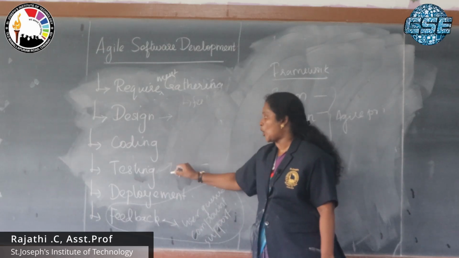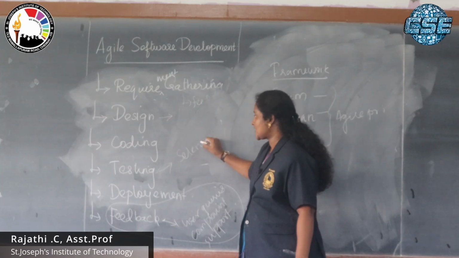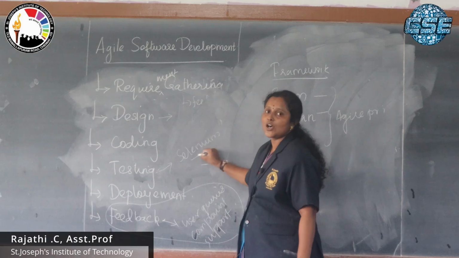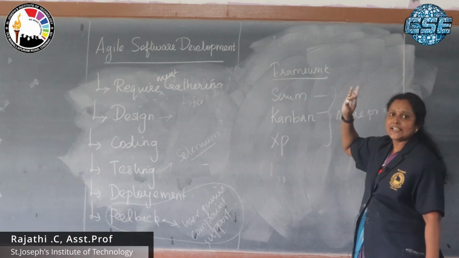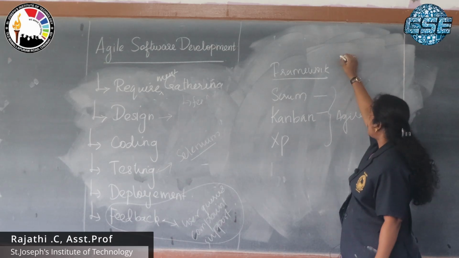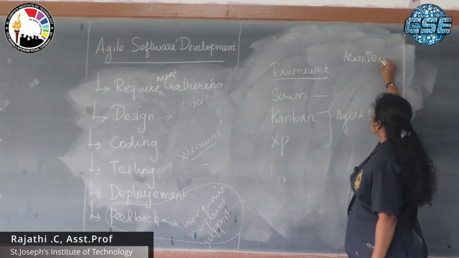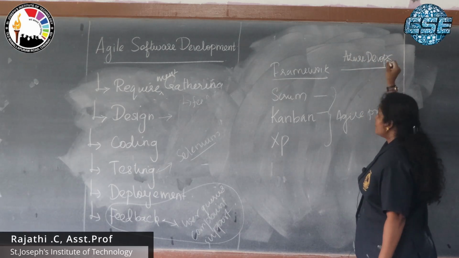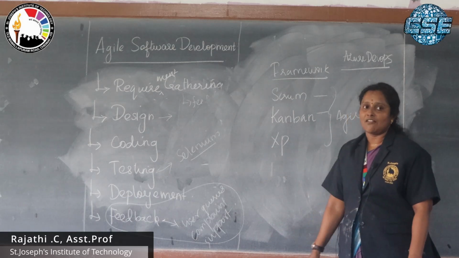The widely used testing tool is Selenium. The Selenium tool is widely used for software testing. And apart from this, the theoretical concept of agile software development is freely provided by Azure DevOps. Azure DevOps provides free learning sources to learn about agile software development.